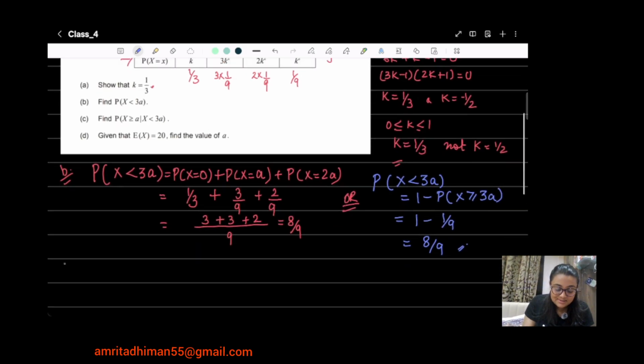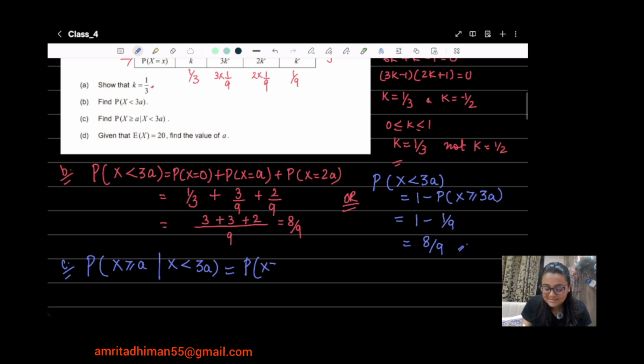Now the C part. Here we have the conditional probability: probability X is greater than or equal to a, given that X is less than 3a. What is the formula for the conditional probability? It is given in your data booklet. It is probability X is greater than or equal to a intersection X is less than 3a. Now tell me, the intersection is the common part, which is greater than or equal to a and less than 3a, right? And divided by probability X is less than 3a, which we already calculated in the B part.